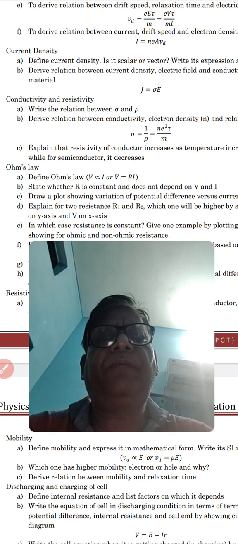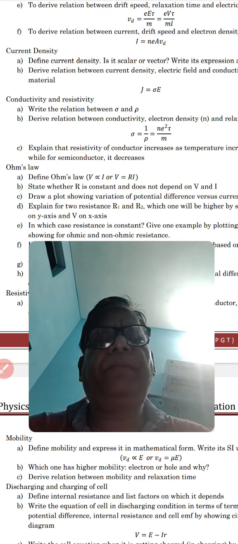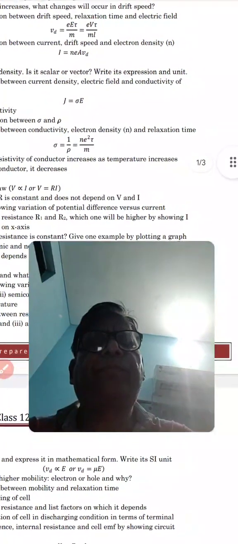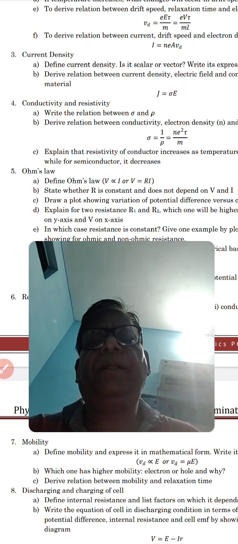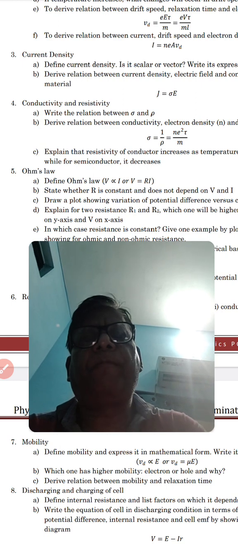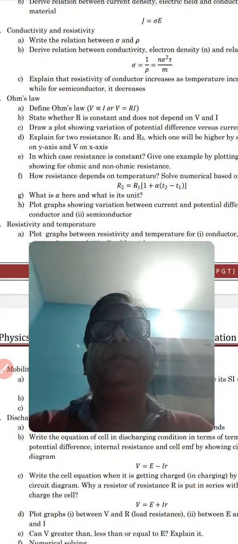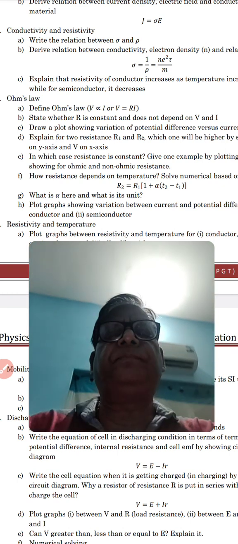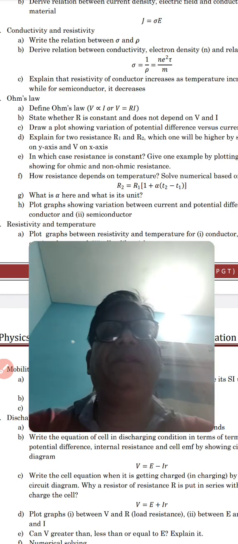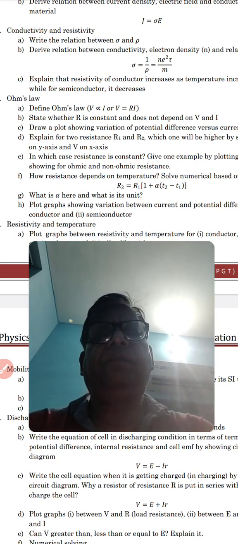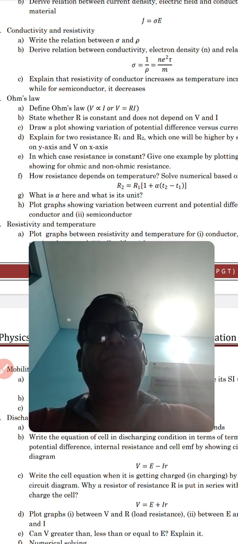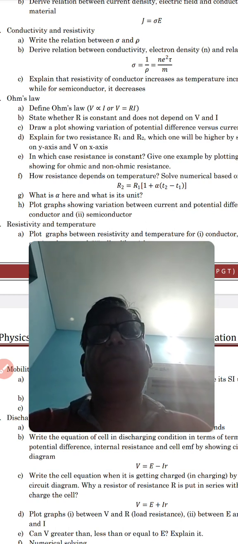Explain the resistivity of conductor increases as temperature increases, while the semiconductor it decreases. It is the point C of serial 4. It can be explained as the temperature increases, the collision frequency increases, so relaxation time decreases, and resistivity is reciprocal of relaxation time. Hence resistivity increases for conductor.